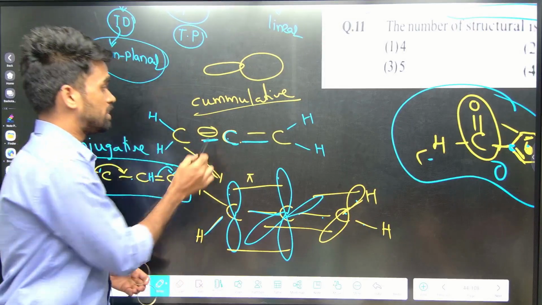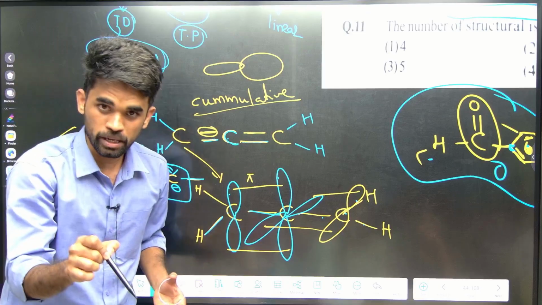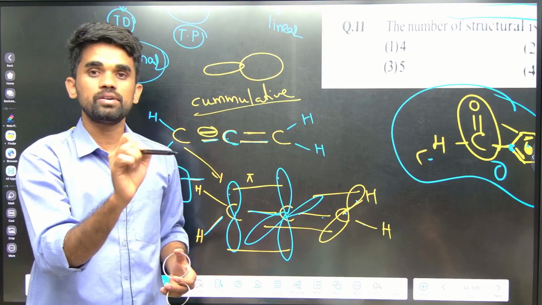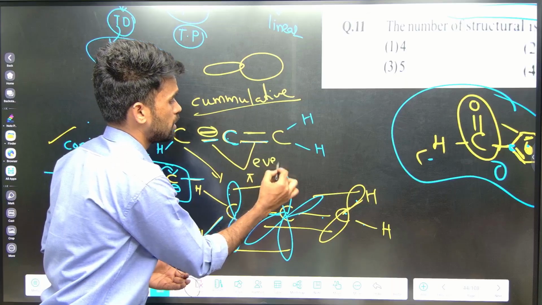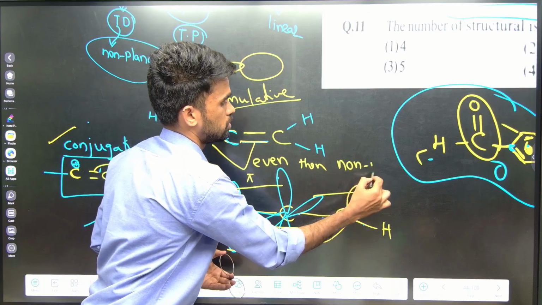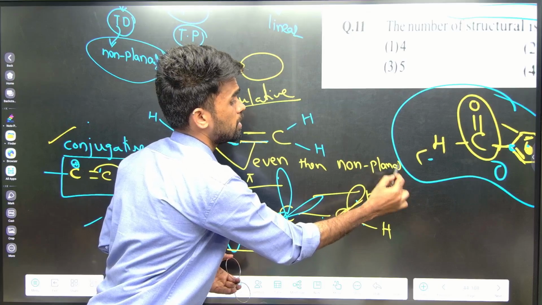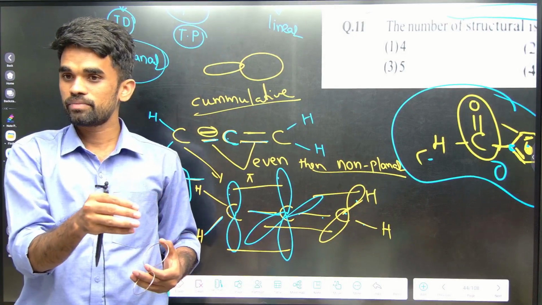Remember, these cumulative, these continuous double bonds, there should be an even number of double bonds. What I am saying is, if the number of pi bonds is even, then it is non-planar. What are they? They are non-planar. If they are an odd number, what I am saying?